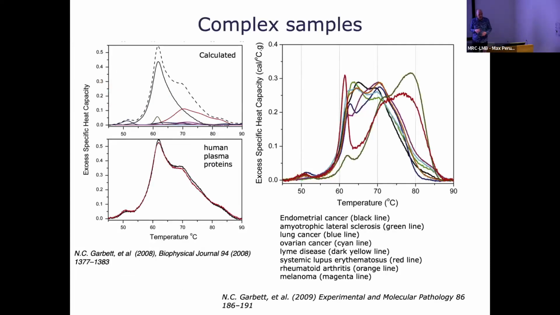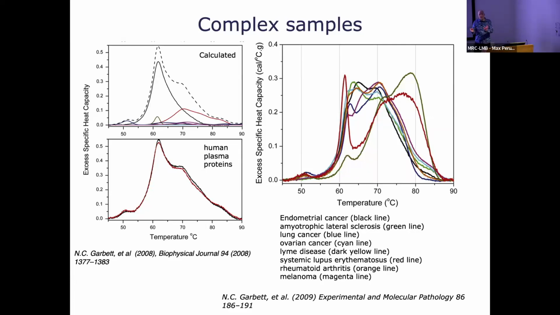Okay, so here at the top on the left, we've got a very complex sample. We've got plasma. At the bottom, you can see this would be human plasma proteins, between 40 and about 90. It's a very, very complex profile. And what this group has shown is that if you do the individual plasma proteins individually, and that's in the top trace there, and you just add these all together, you end up with a trace like this.